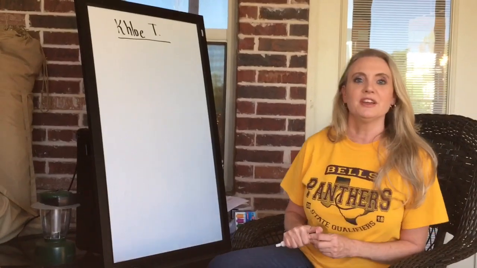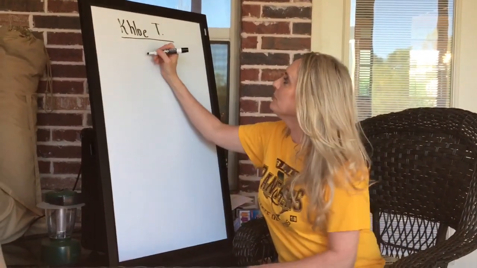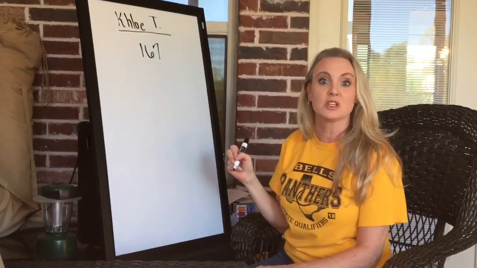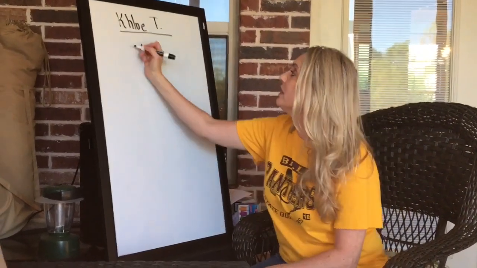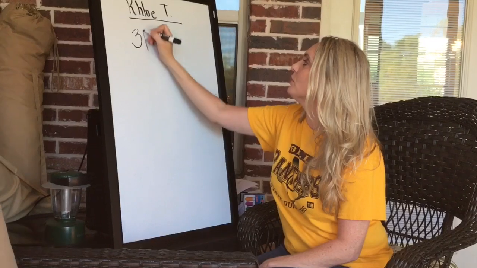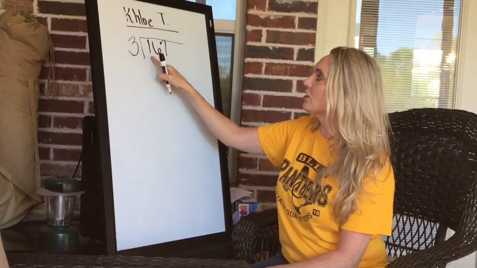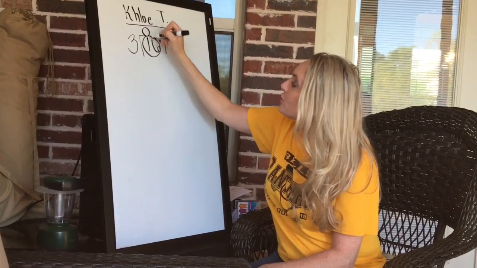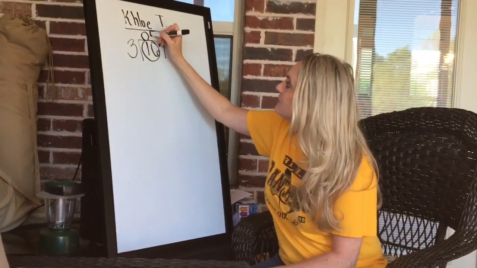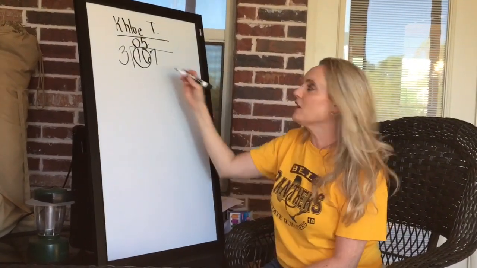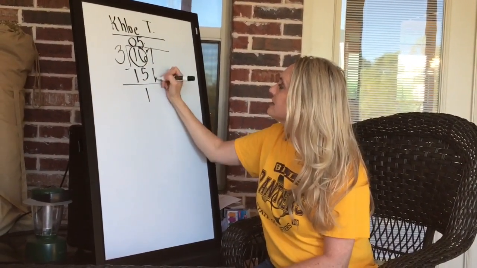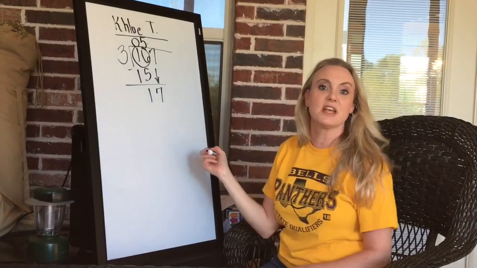Thank you, Chloe. Okay, Chloe's problem, she had 167 stuffed animals to split between 3 people. 3 cannot go into 1, so we're going to hold it with a 0. 3 can go into 16 5 times. 5 times 3 is 15. Subtract and bring down your 7.